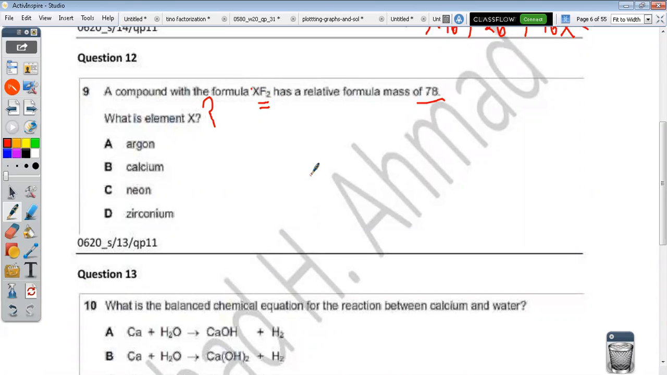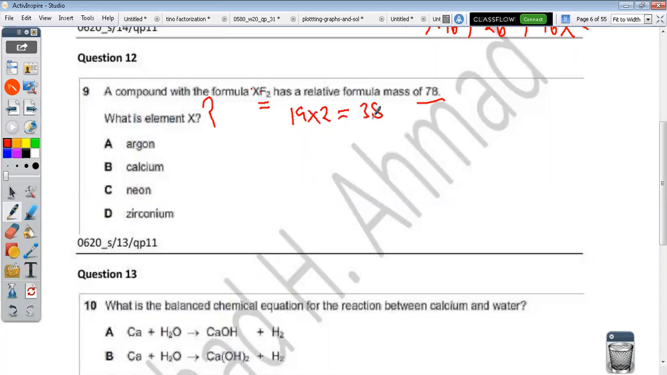Where is fluorine? Fluorine is which group? Group 7. Yes, fluorine, chlorine, bromine, iodine. What you need to know in a syllabus, those 4. So now it's group 7. What's the mass of fluorine? 35.5? No, check again your periodic table. Fluorine is 19. 35.5 is chlorine. Oh, fluorine is 19. 19 times 2 is what?